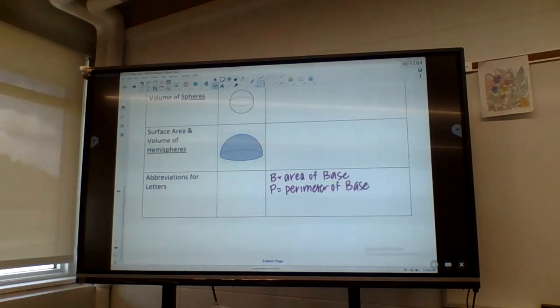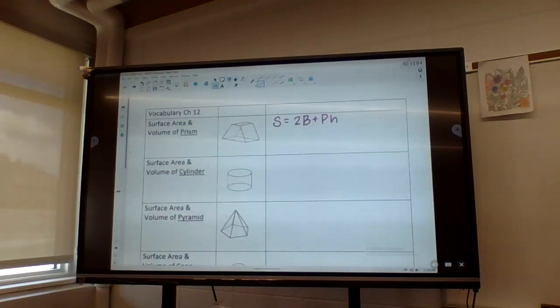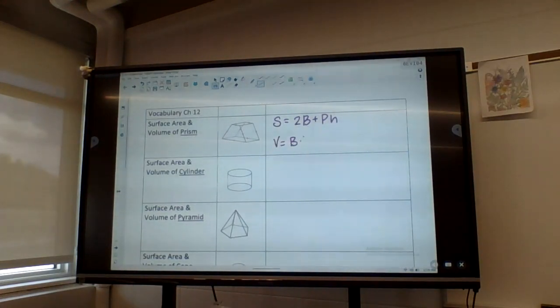So I'm writing that down on the bottom, if that's okay. Otherwise, you can feel free to put it in each square up here. So 2B plus PH. And then the volume is the area of the base times the height. And again, when we're doing this, the B is still the same thing there.